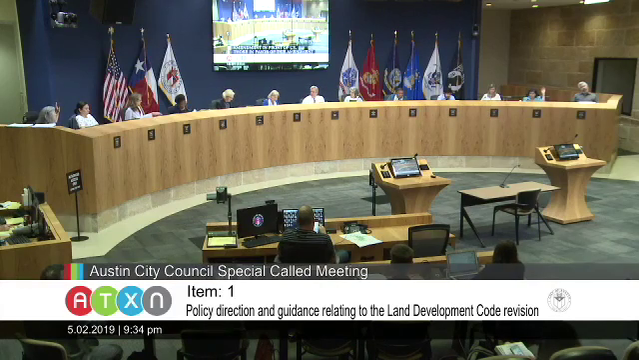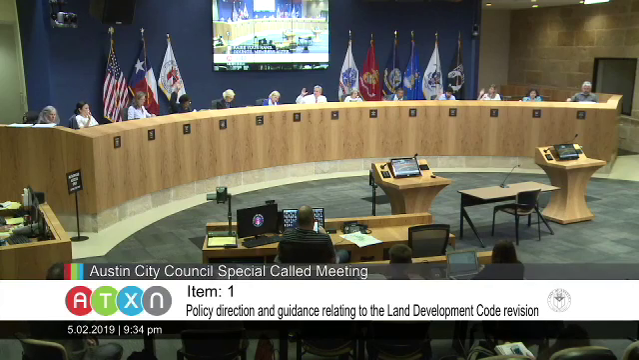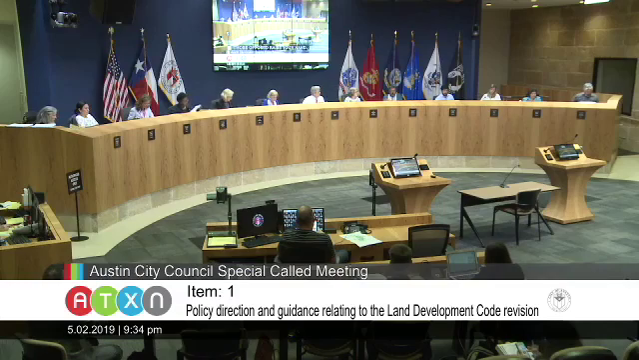Councilmembers Alter, Kitchen, Tovo, and Poole. Those opposed, raise your hand. It's the balance of the dais. So 4-7 is not included. Anything else?